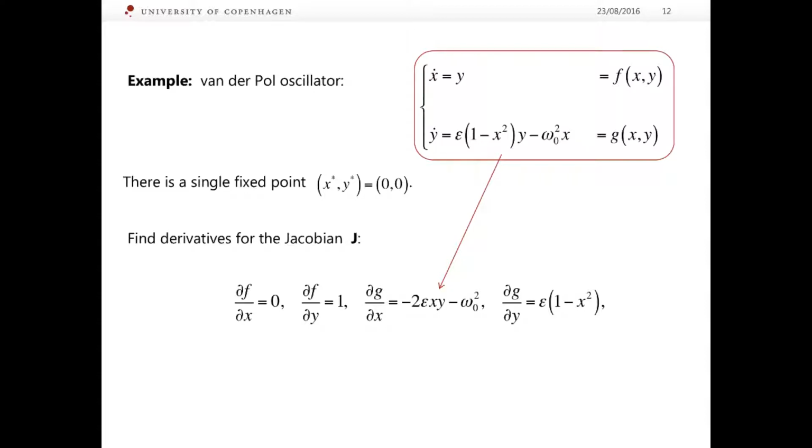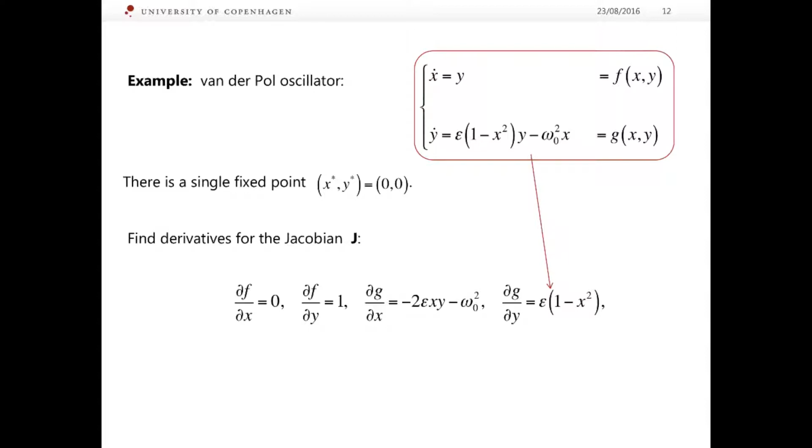So we differentiate the first term with respect to x and obtain minus 2 epsilon y multiplied by the derivative of x squared, which is 2x. The second term is a constant multiplied by x, so its derivative with respect to x is just this constant, which is equal to minus omega naught squared.